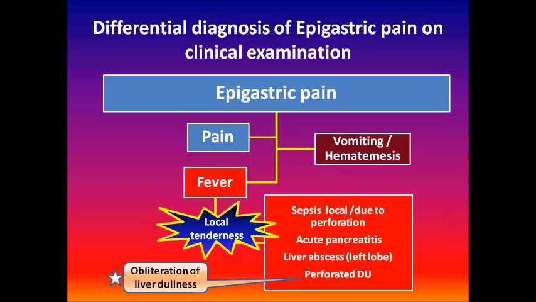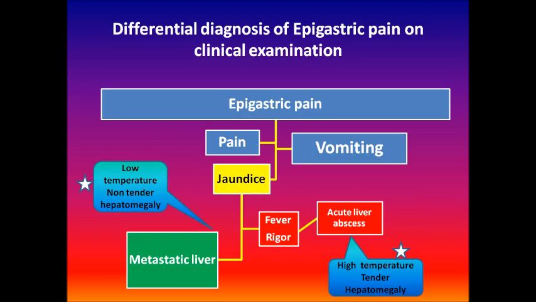In a patient of epigastric pain who is presenting with vomiting and fever, local tenderness and along with that obliteration of liver dullness may be the important clinical sign indicating the perforated duodenal ulcer. In a patient presenting with epigastric pain, vomiting, jaundice, and fever, the hepatomegaly needs to be assessed properly. If the temperature is low and the hepatomegaly is non-tender, the diagnosis may be metastatic liver, whereas if the temperature is high and the hepatomegaly is tender, the diagnosis may be acute liver abscess.